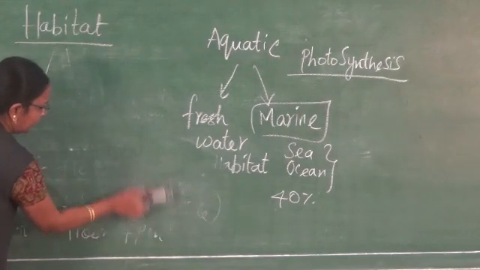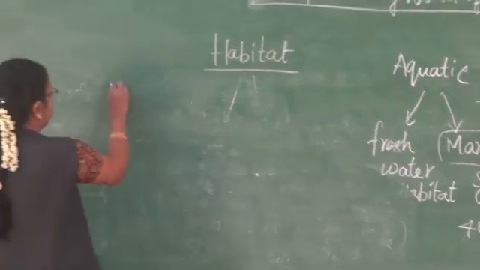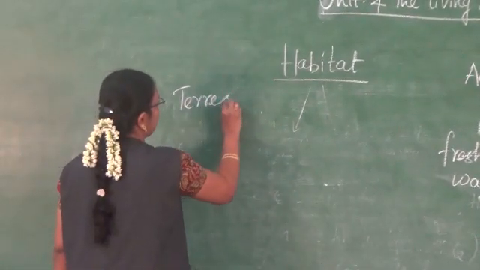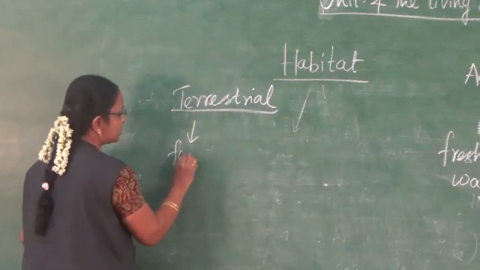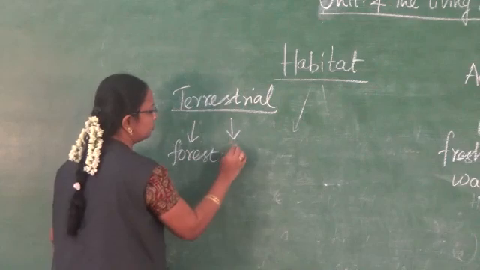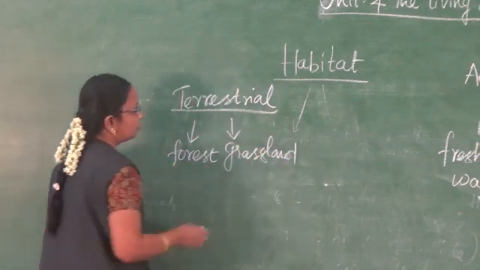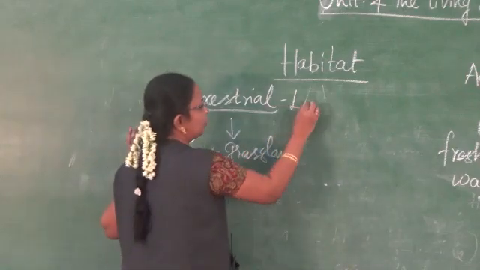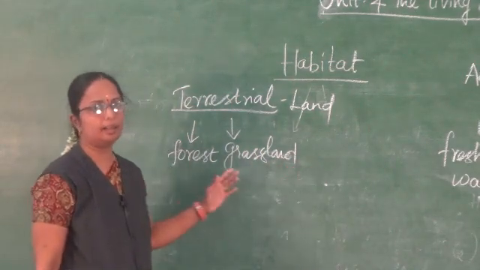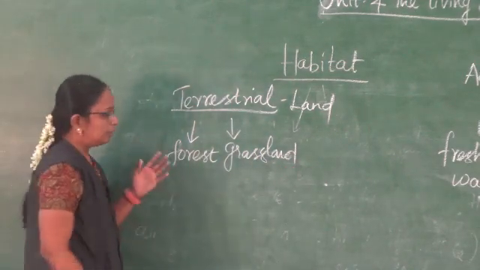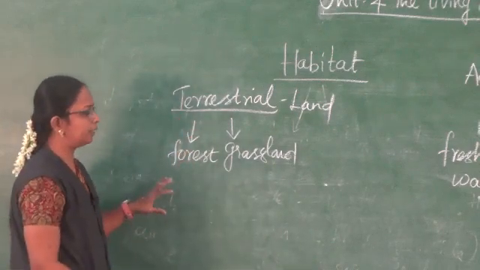Terrestrial means the plants which are found on the land. The land habitat is known as terrestrial, which includes forest, grassland, desert, etc. And then man-made cities and towns are also included in the terrestrial habitat.